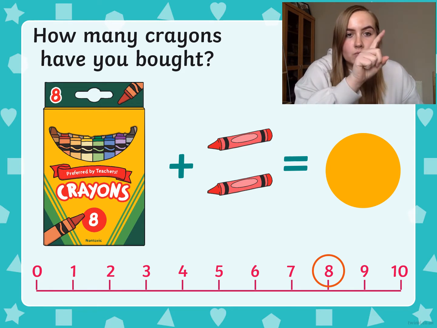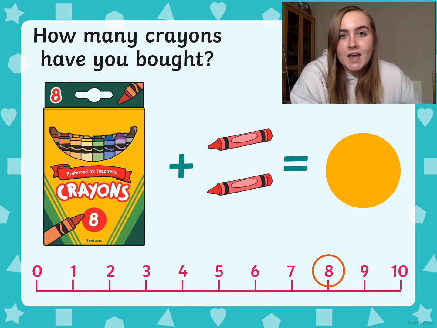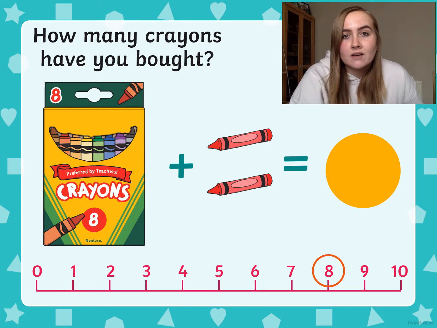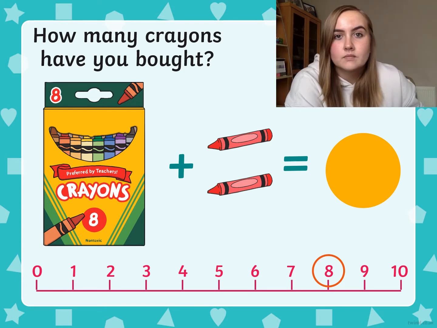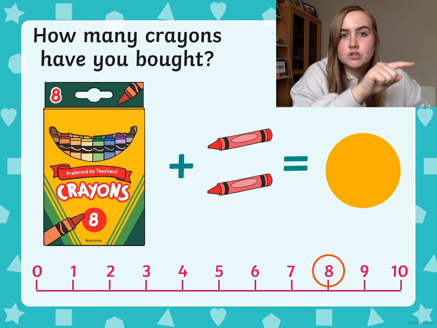Let's count them. 1, 2. So we needed 2 crayons to add to the pack. So first we had 8, then we had 2. Now how many do we have altogether? Now we've got a number line along the bottom with the number 8 circled. And then how many did we have in the second group of crayons? We had 2. So from 8, you need to jump forward 2 spaces. So we go 1, 2.